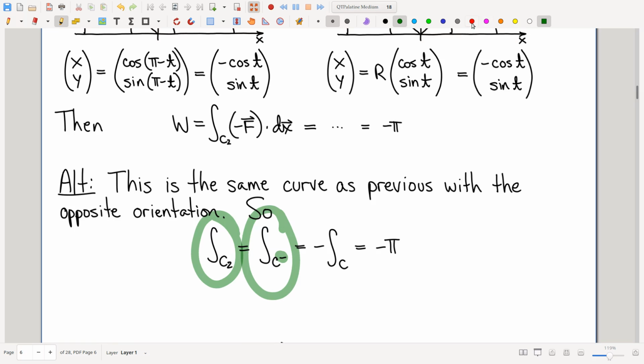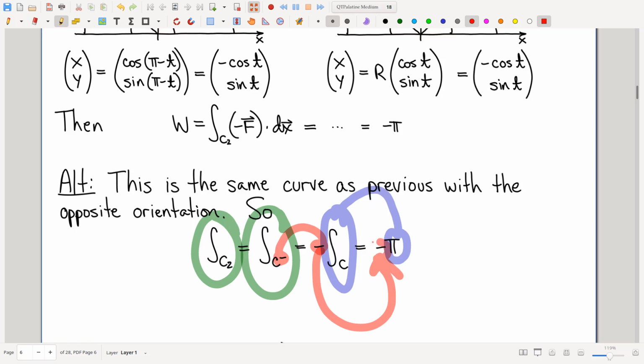Actually, let me do that in red. You want me to go the opposite direction of the direction that I already have computed? Okay, well, the opposite direction is just going to give me a minus sign in the output value. We have already computed the counterclockwise line integral to be pi, and so therefore carrying over this minus sign, we get negative pi. That's a lot easier, isn't it?